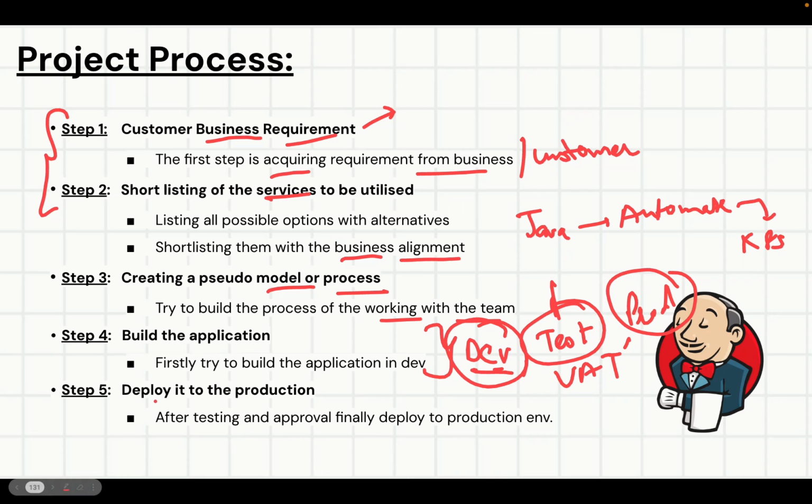Finally, we start deploying the things into production after the complete approval and the testing done in the test environment. So at the end, we try to deploy the things from end to end, and that is how the things are achieved. So in short, we get the customer requirement first, then we shortlist the tools, then we create a pseudo model of the things, then we build the application in the dev environment, and finally we deploy into production. After this, you can include the steps of monitoring, maintenance and further changes that are required in the market, so we can make the changes accordingly. These are the basic few steps of getting things done alongside the alignment with the business.